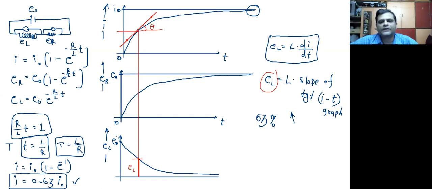And once we get the slope, we can multiply it by L and we can get the instantaneous value of the EMF at that instant in the inductor. इस इंडक्टर के अंदर उस समय कितना EMF होगा वो हमको उसमें से पता चल जाएगा.